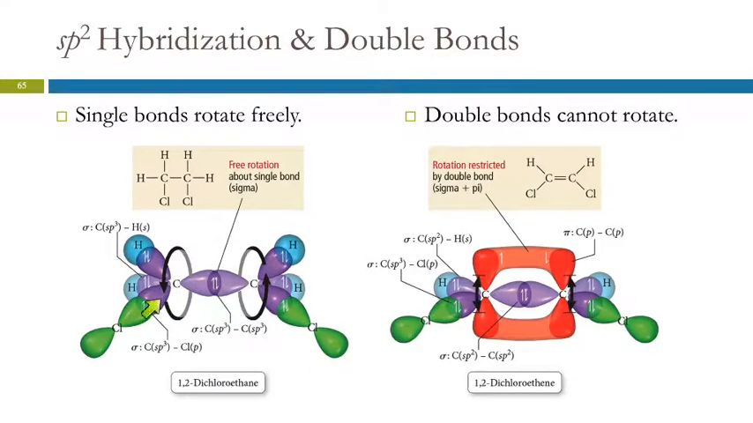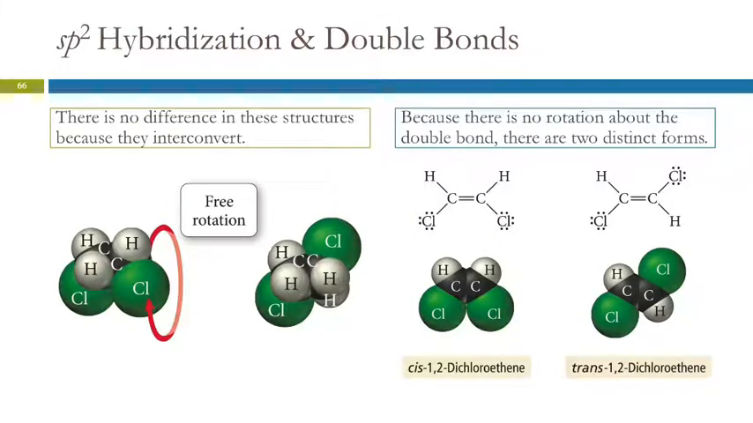The single bond is a sigma bond, and you can imagine that we could rotate. Here we have a double bond, we have a sigma bond and a pi bond, and if I try to rotate this side, I can't do it unless I break the pi bond. So for that version with the single bond, we get free rotation. And there's no difference between these structures because they interconvert. At any given point, you could find one that looks like this, one that looks like that, or in between, but they change, they rotate.